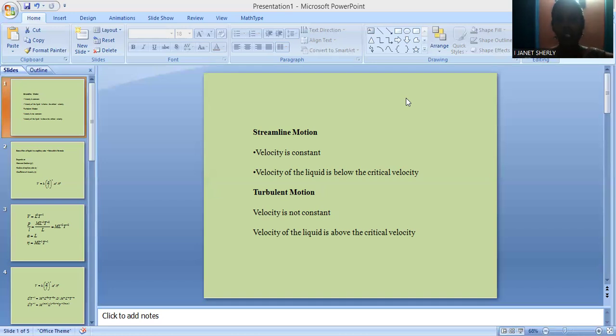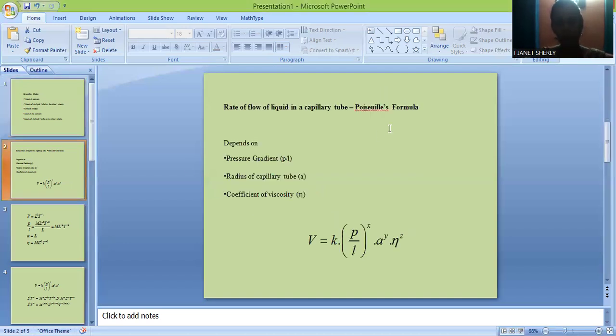Now let us discuss the rate of flow of liquid in a capillary tube, which is nothing but Poiseuille's formula. I'm just going to assume water in a beaker, and at the end there is a capillary tube for the exit of water. This capillary tube has length L and radius A. And definitely there will be some pressure difference between the two ends of the capillary tube, which we call the pressure gradient. And the coefficient of viscosity of the liquid is eta.